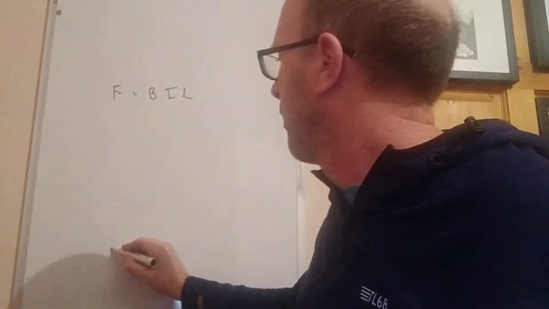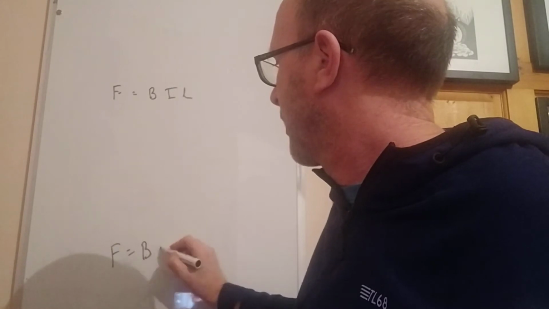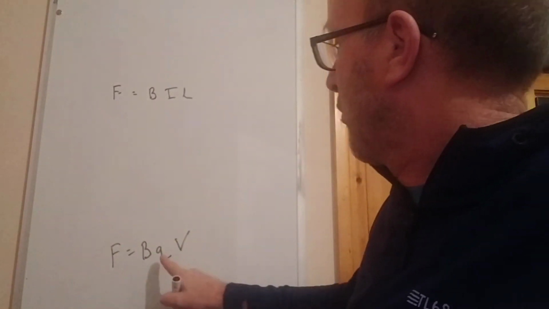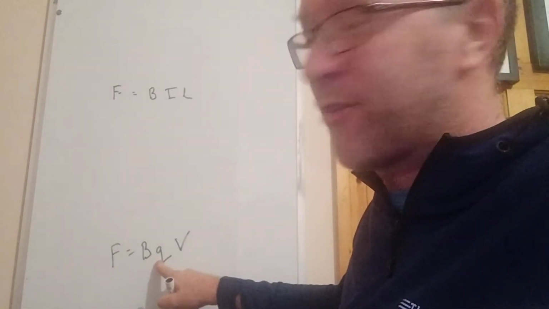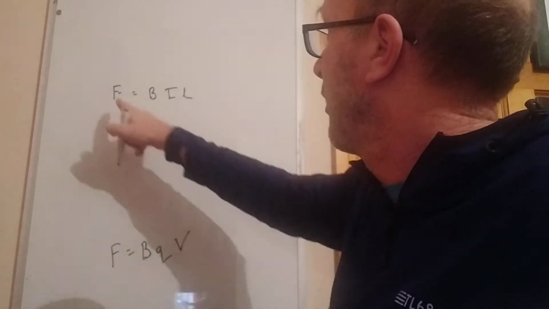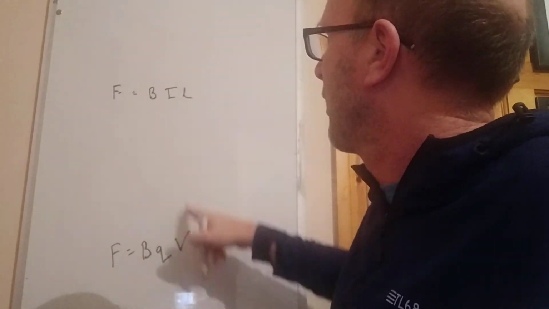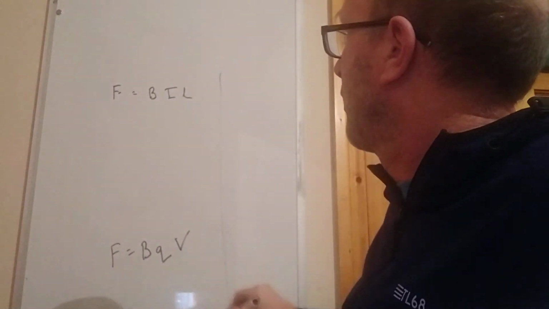Now we want to end up with the force on a charged particle, which is F is equal to BQV. Q is the charge on the particle, possibly an electron. V is its velocity. So we're going from here to here. It's pretty clear we need to get rid of I and we need to get rid of L.